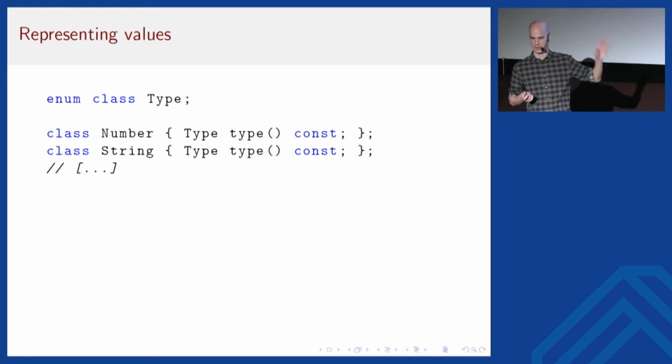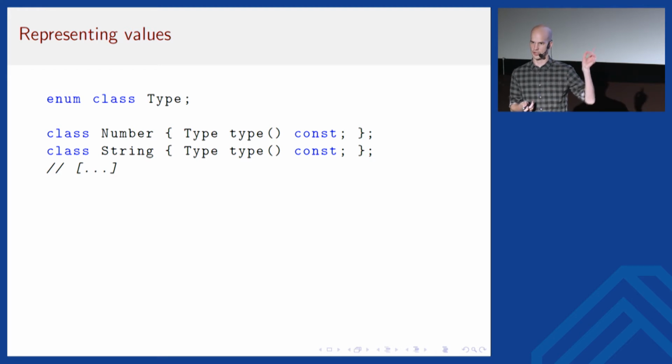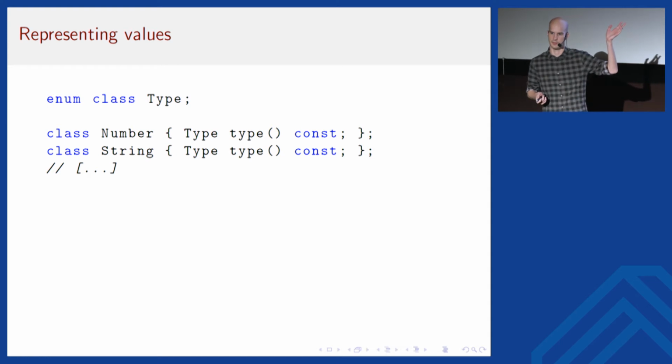Let's just say I have these classes for number and string, and I don't want them to derive from a common base class. I could do that, but people these days don't like to do this anymore for various reasons. They still share a common interface, though. For example, I can at least always get the type of each value.